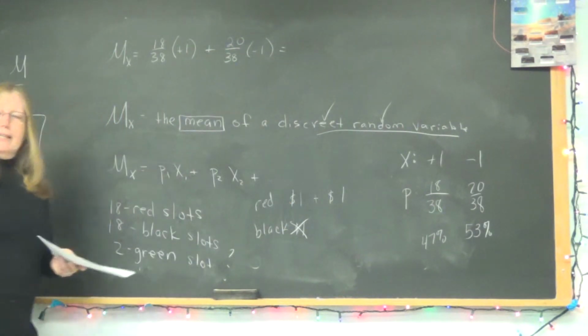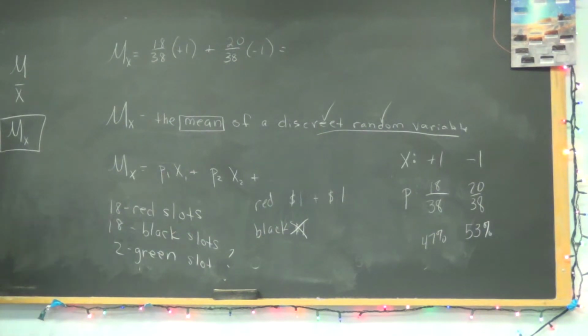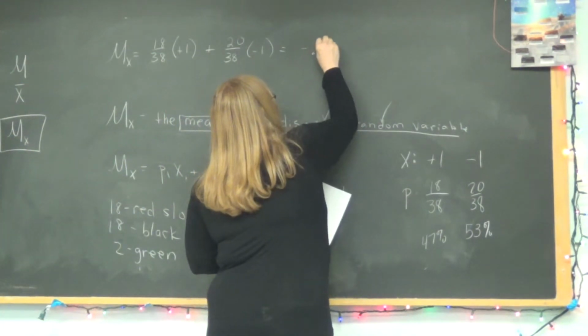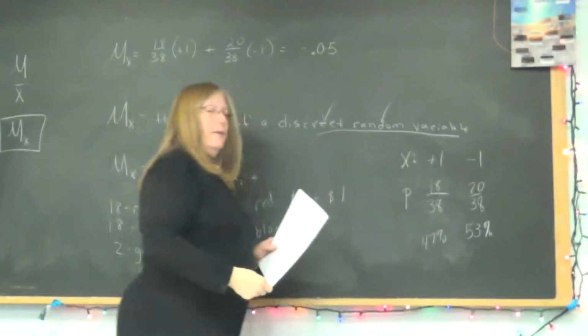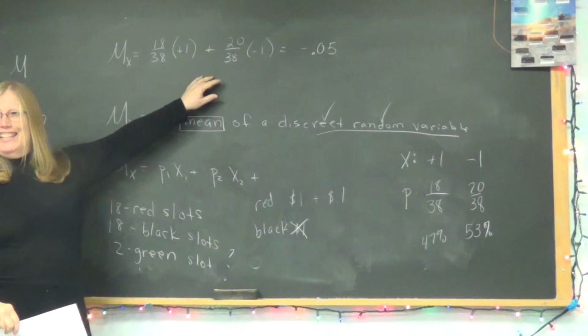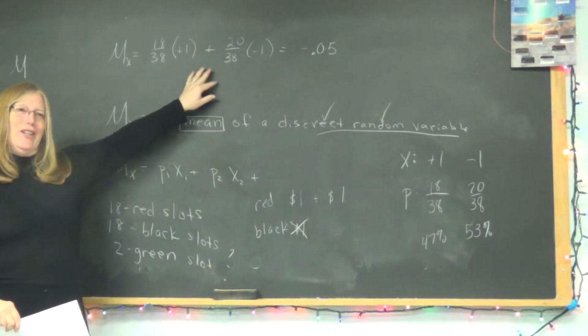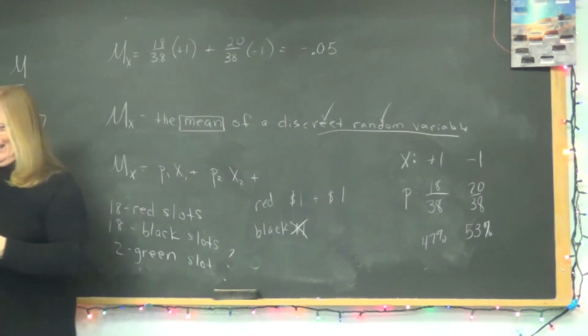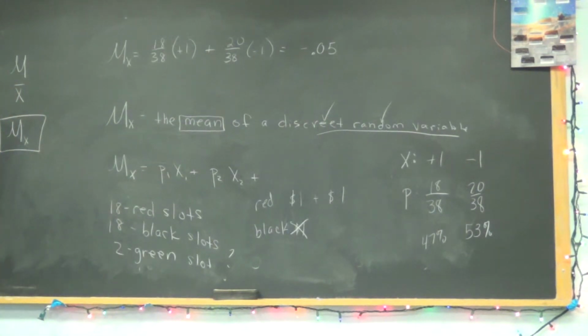What is the expected value when you play this game? Would someone calculate that and give me a decimal? I got a negative. That's right. Negative 0.05. All right, so over time, you are expected to lose money at this game. So when someone asks you to put your hard-earned money into this game, what should you say? No, thank you. All right.